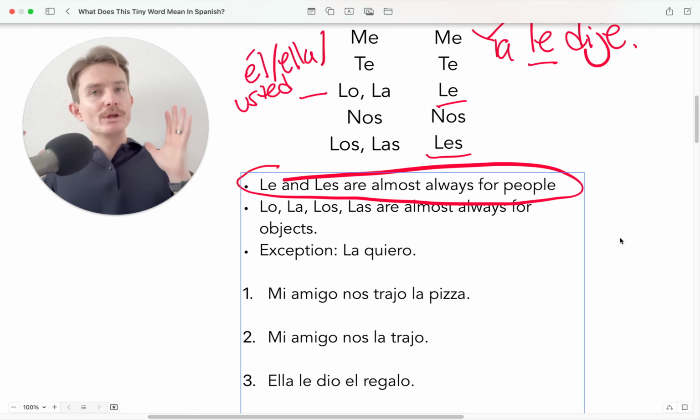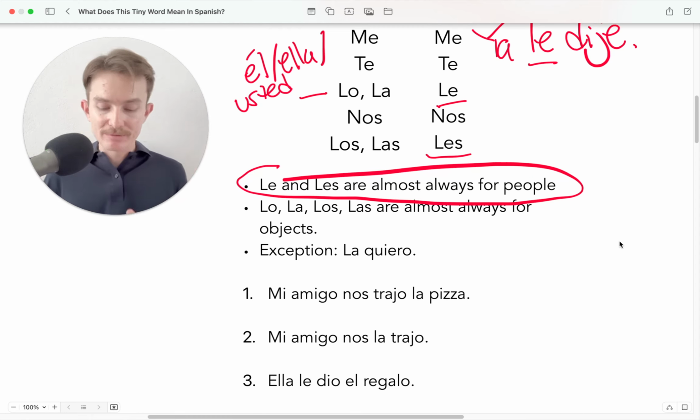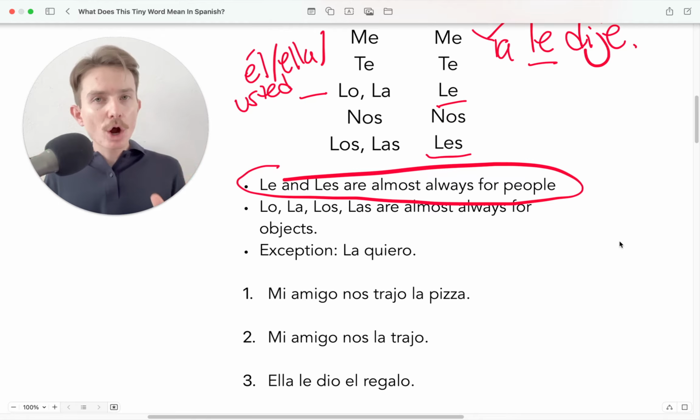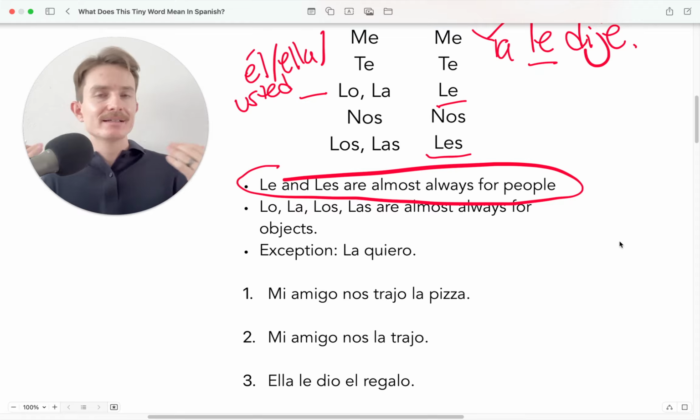So when you hear something like le or les, just think, okay, this is going to be for people. Now, if you hear something like lo, la, los, or las, then almost always it's going to be for an inanimate object. So something like the book or the hat, so on and so forth. Whereas le and les are almost always going to represent people. If you remember only one thing from this video, let it be that.